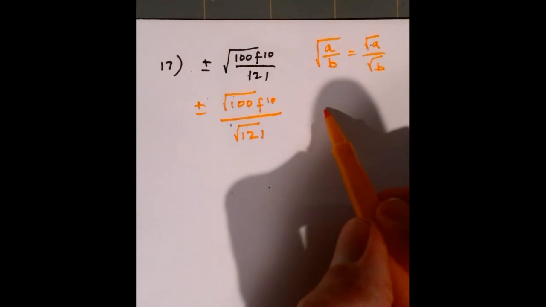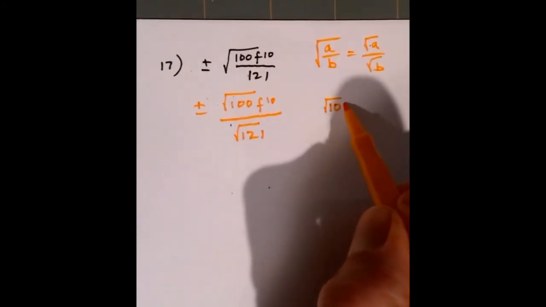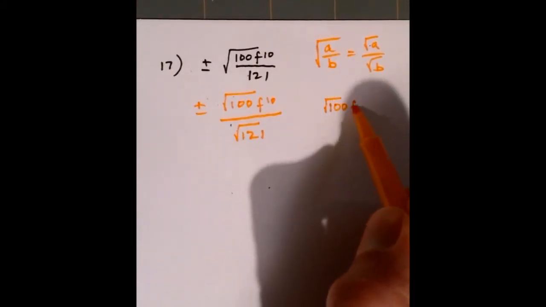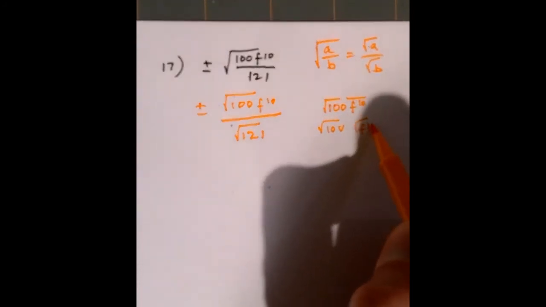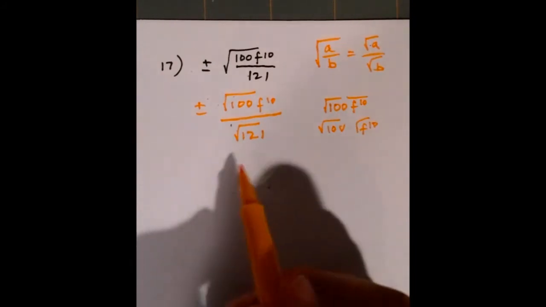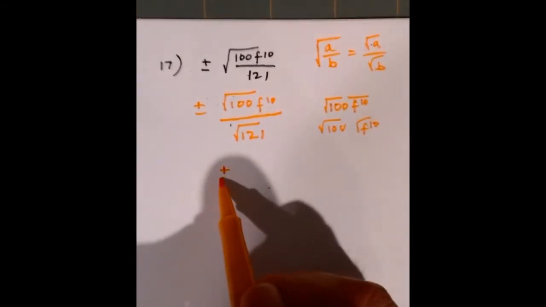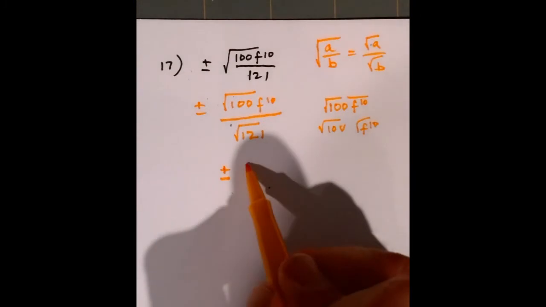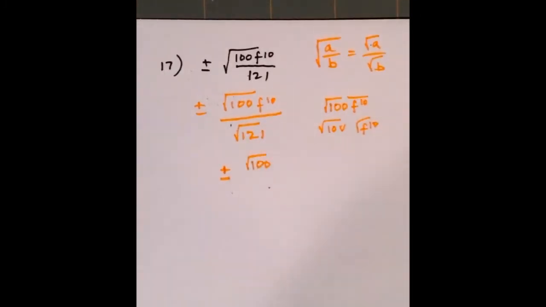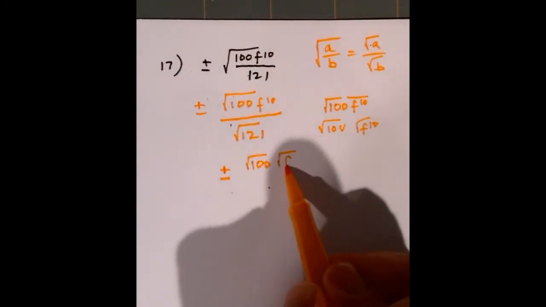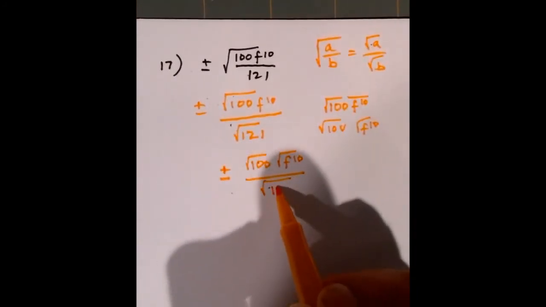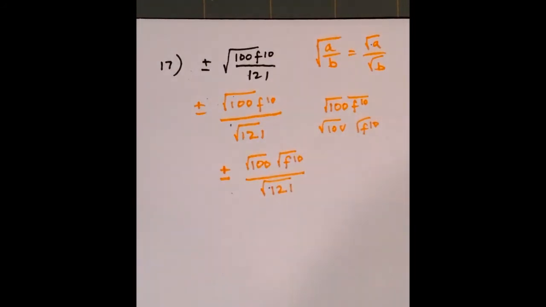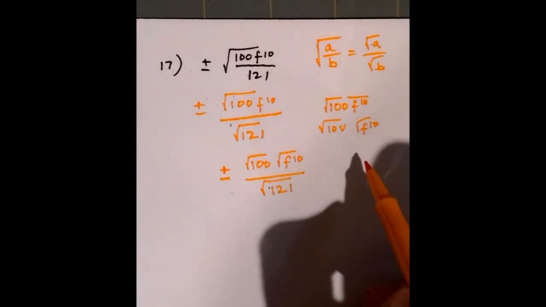Okay? Now, root 100 f to the 10th, I could make that into root 100 and root f to the 10th. Right? So my next step here is going to be plus or minus root 100 root f to the 10th over root 121. And now you just go through and do the things you need. So I'll just go slow here.